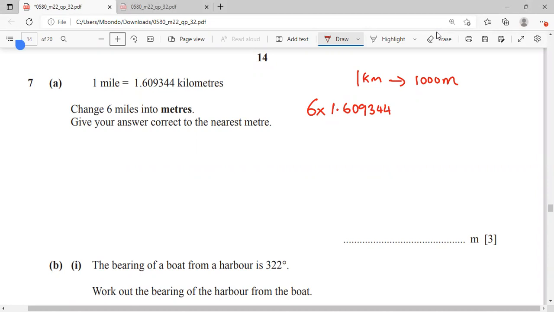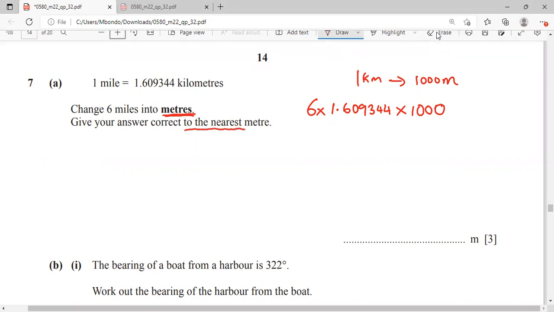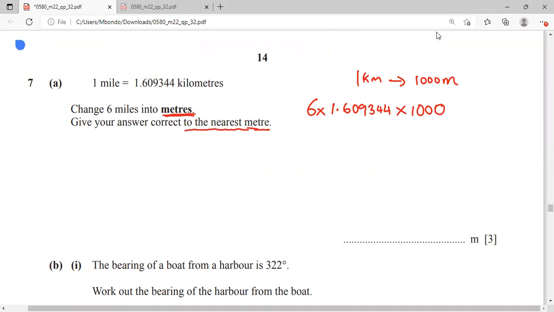So remember that because we are converting 6 miles into, first of all, kilometers, but finally, when we have the kilometers, we also have to multiply by 1,000. Why are we multiplying by 1,000? Because the answer has to be in meters. That is an instruction. And again, we are told that we should write our answer correct to the nearest meter, meaning we shouldn't have a decimal number.